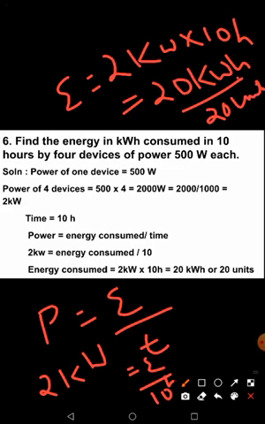So you have to find the energy consumed in 10 hours by 4 devices of 500 watt power each. So the power of one device is 500 watts, means 4 devices will have 500 into 4, 2000 watts as the power. But this watt should be converted into kilowatt, because they are asking the answer for energy consumed. So how will you convert watt into kilowatt? By dividing by 1000. So when 2000 is divided by 1000, you get 2 kilowatt. Now time given is 10 hours. So by using the formula, power is equal to energy upon time, therefore energy will be what? Power into time. That is 2 kilowatt into 10 hour will give you 20 kilowatt hour, which is equal to 20 units.